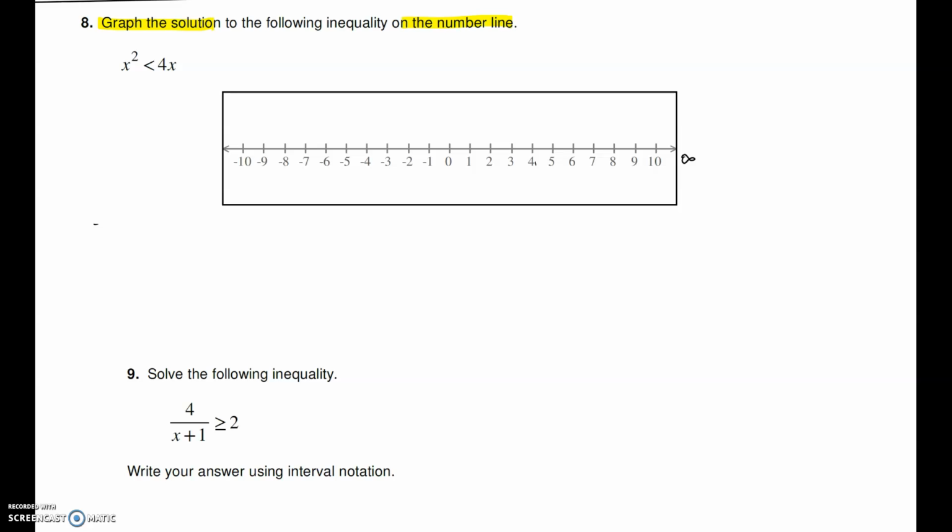Hi, in this video, I will be showing you problem number 8 and 9 of the worksheet on chapter 7 for the intermediate algebra class. Graph the solution to the following inequality on the number line, x squared less than 4x.